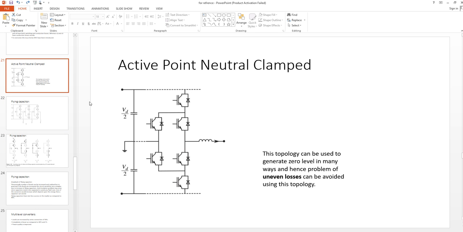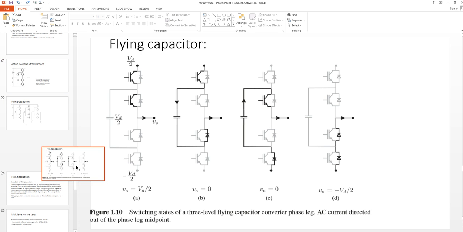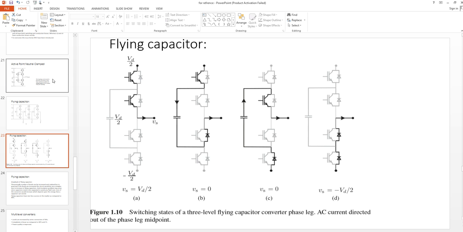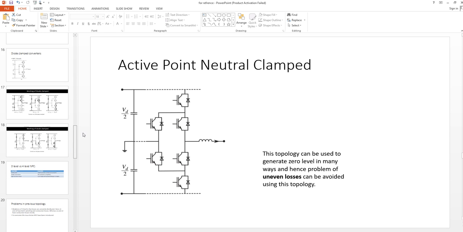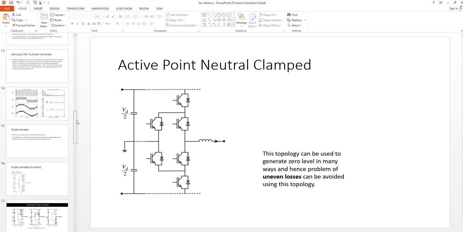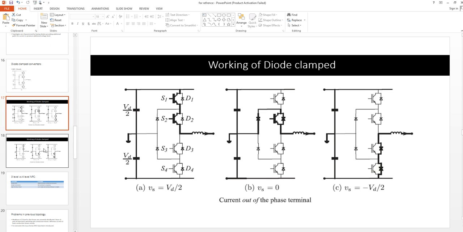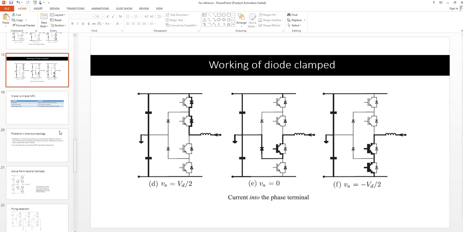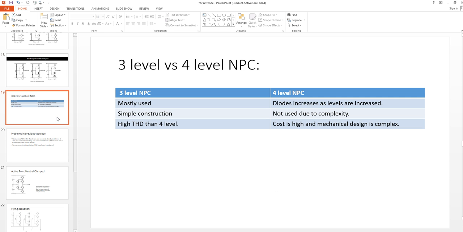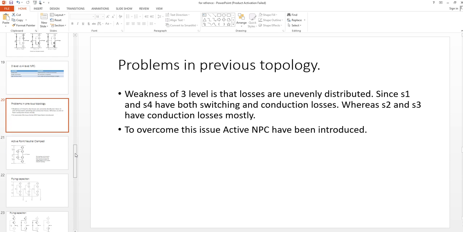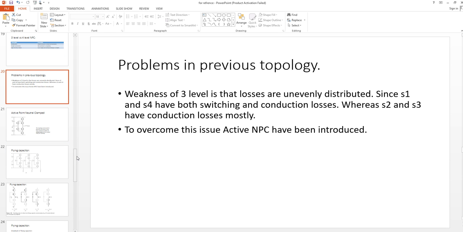So this is all about the diode clamped converter. We see how it works. We did discuss the different types of converters, their advantages and disadvantages and why they are not used. And we did discuss what the problems in the previous technology are. So we did see how they can be overcome.